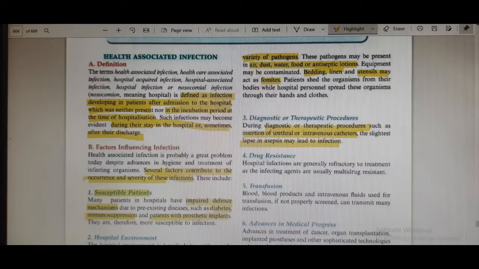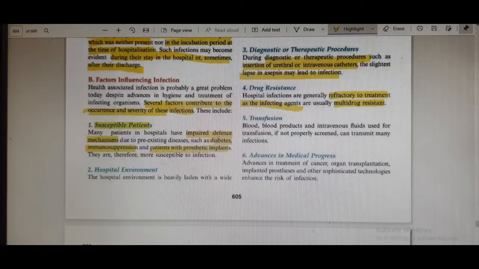Then the drug resistance. Hospital infections are generally refractory to treatment as the infecting agents are usually multi-drug resistant. Few organisms could be drug resistant. Whenever you administer a drug to the patient, it is of no use and it doesn't show any outcome. So that is considered to be multi-drug resistance, or a drug resistance by the pathogen to the drug that is being given.